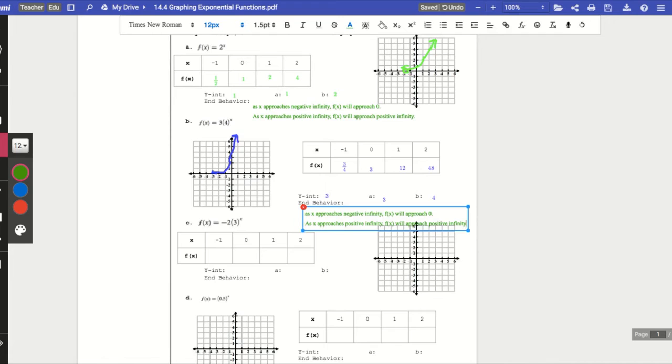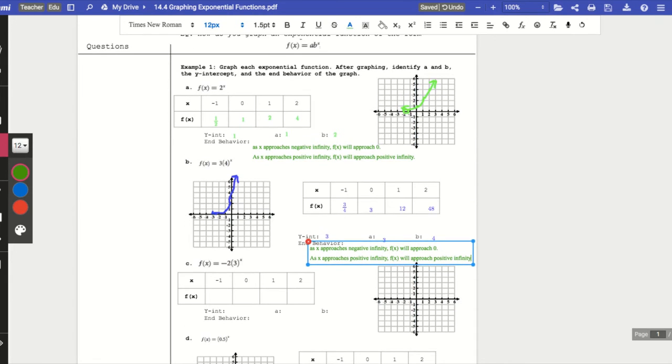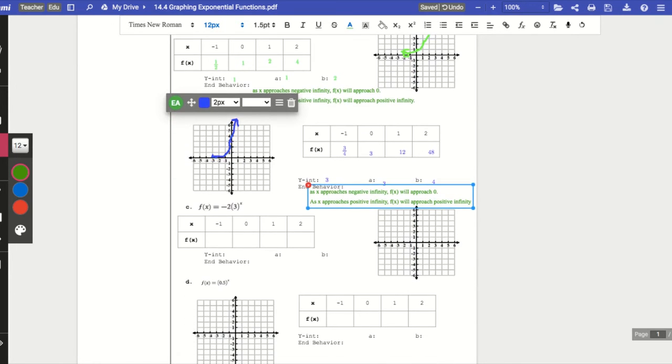So this works out because as x approaches negative infinity, f of x does approach 0, and as x approaches positive infinity, f of x approaches positive infinity. So it's actually the exact same thing. If we look at our graph, it looks different, but it has the same layout as example A. It's just been shifted over and stretched out a little bit.